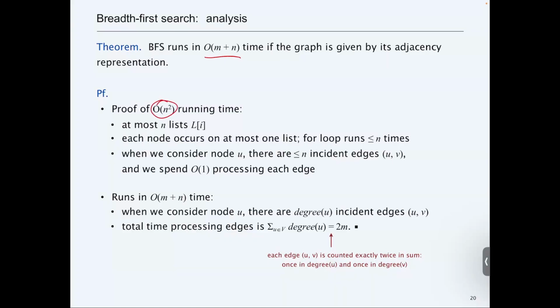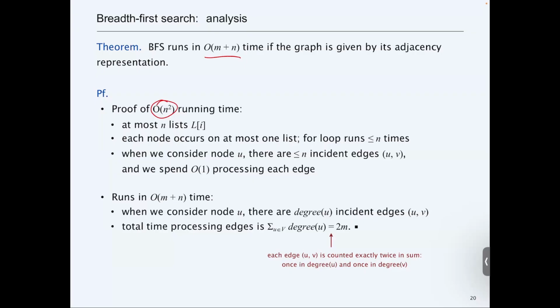So the idea is this. Breadth first search is building a collection of layers, L0, L1, L2, where each layer contains vertices that are a particular distance from the start node. Now, since every node can only appear in one layer, there can be at most n layers total. So since we have at most n layers, let's consider what happens when we process some node u.